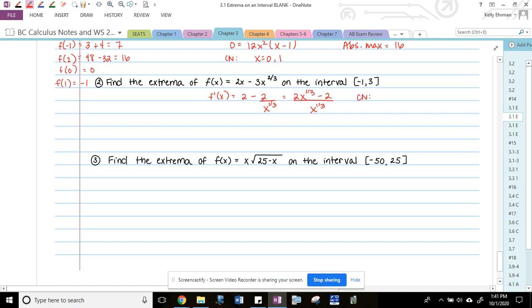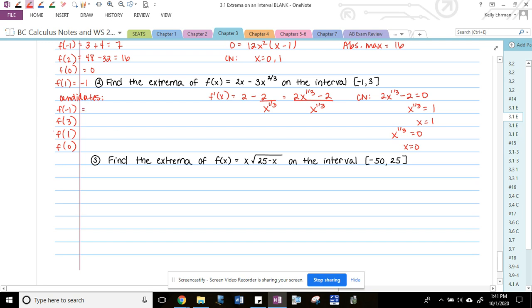So my critical numbers: when 2x to the 1/3 minus 2 equals 0, x to the 1/3 equals 1, raise both sides to the third, x equals 1. The other possibility is that x to the 1/3 equals 0, so x equals 0. So our candidates are the endpoints, f of -1, f of 3, or the critical numbers, f of 1, f of 0. Plug all those values in and see how it shakes out.